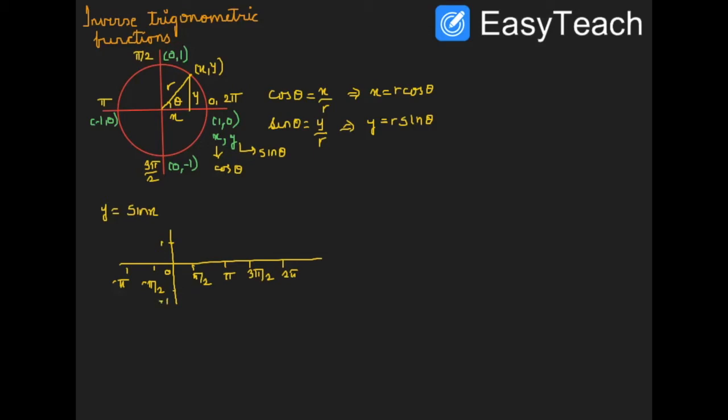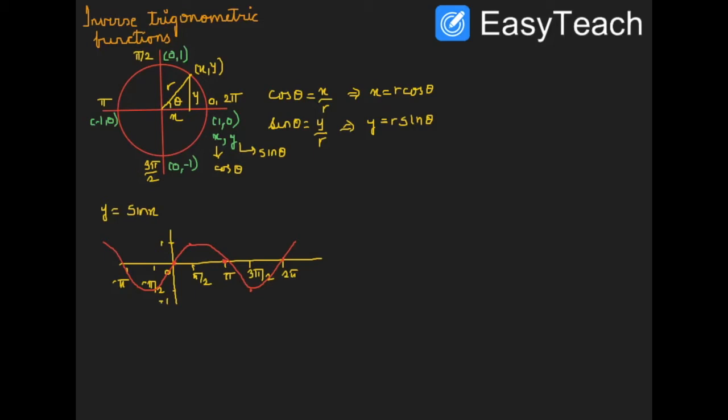Now let's look into the graph. We know that sine of 0 is 0 and sine pi by 2 is 1, sine pi again 0, sine 3 pi by 2 is minus 1, sine 2 pi is 0. So if I join these points on either side, I will get a graph like this. If you notice, I don't have to lift my pen, it's a continuous graph. So y is equal to sin x is a continuous function.